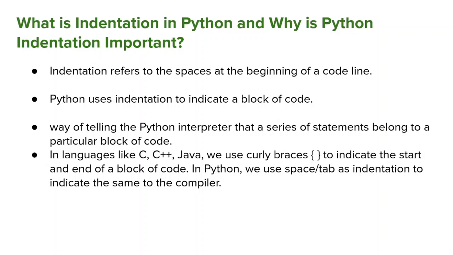It is a way of telling the Python interpreter that a series of statements belong to a particular block of code. In different languages like C, C++ and Java, we normally use curly braces to indicate the start and end of a block, whereas in Python we have to use space or tab as indentation to indicate the same to the compiler.